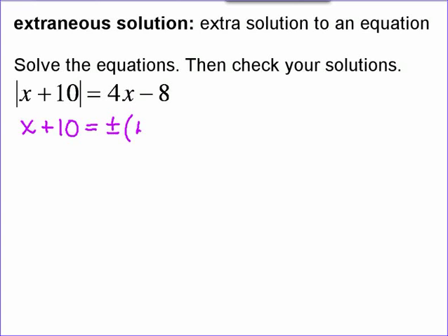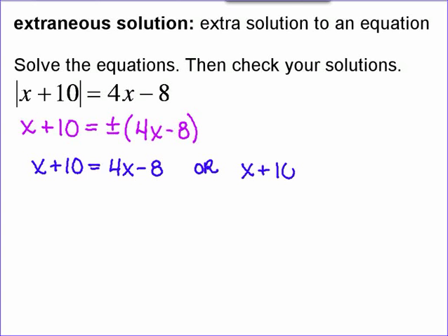The problem here is that I've got a quantity. That's the problem. And so now what I'm going to do is break this into two separate equations. Okay, two separate equations. First equation, we'll use the plus sign. So x plus 10 equals 4x minus 8. Or x plus 10 equals negative the quantity 4x minus 8.